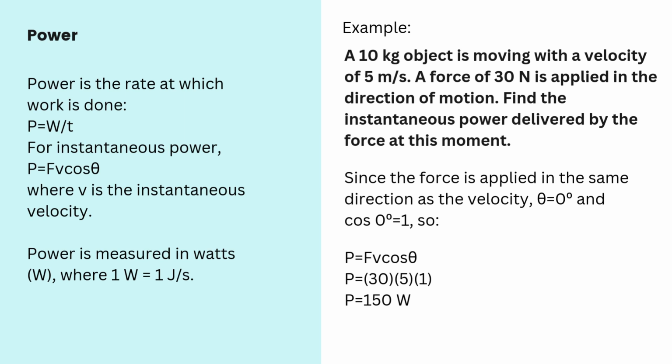equals force into velocity. When we consider theta as the angle between the force and velocity, the formula becomes power equals force into velocity cos theta. A car's engine power changing as it speeds up or slows down is an example of instantaneous power. You can check out the example problem and understand it.